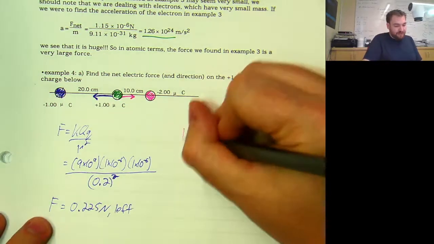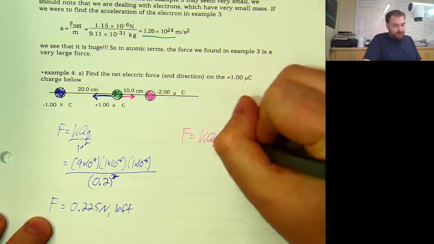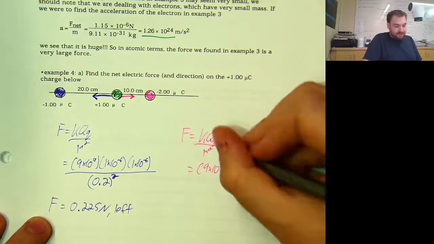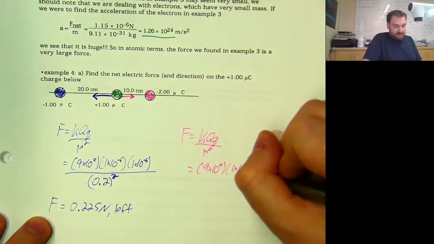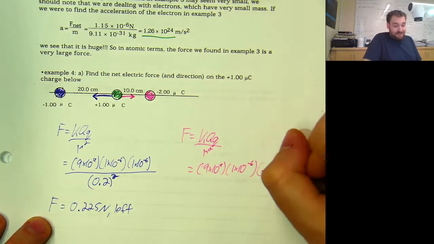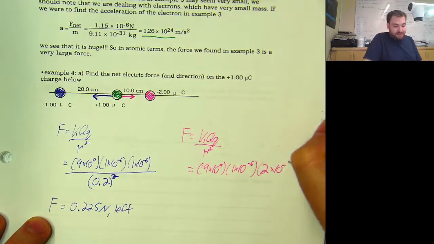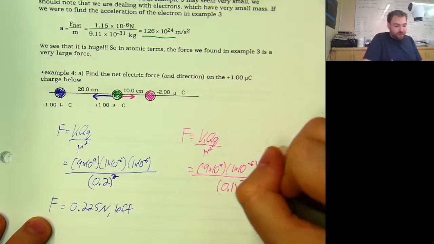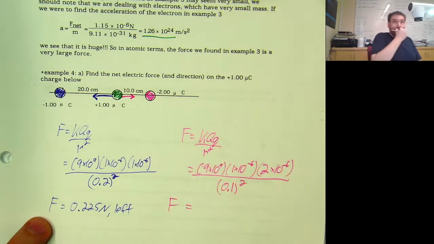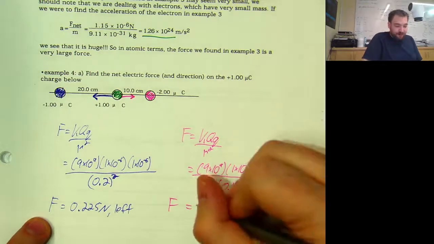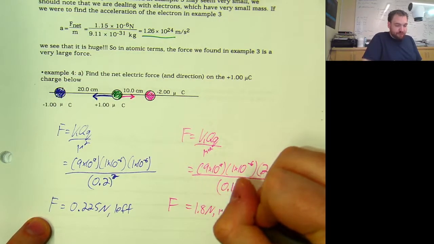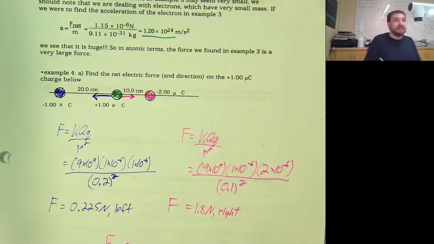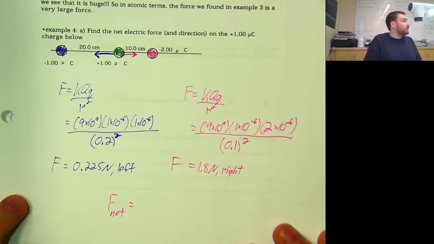Let's do the pink one. Same deal. We already know that it's acting to the right. 9 times 10 to the 9. 1 times 10 to the negative 6. This next one's going to be 2 times 10 to the negative 6. Over, this is 10 centimeters, 0.1 squared. We're going to find the force is equal to 1.8 newtons. Right. So F net is going to be... Would it not be negative?